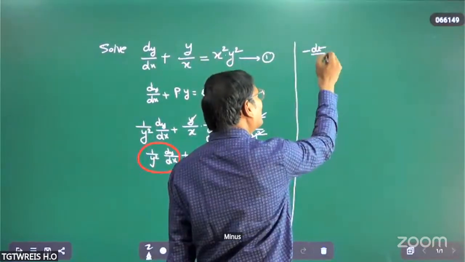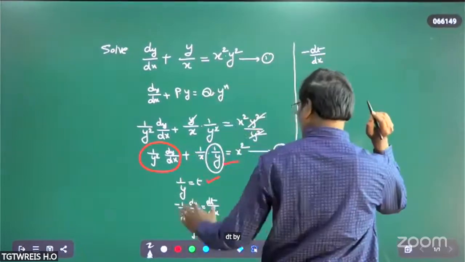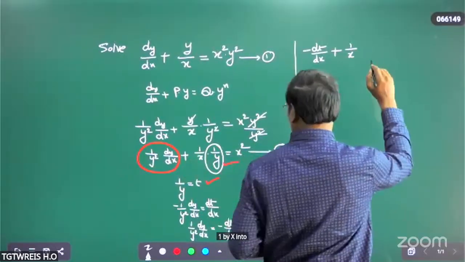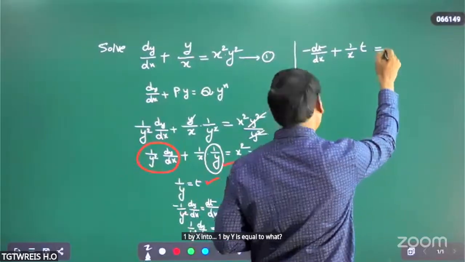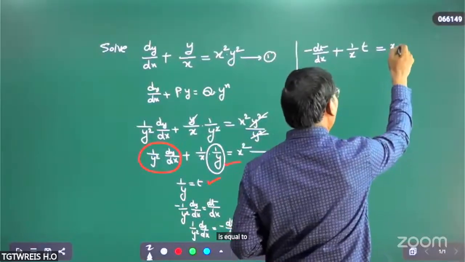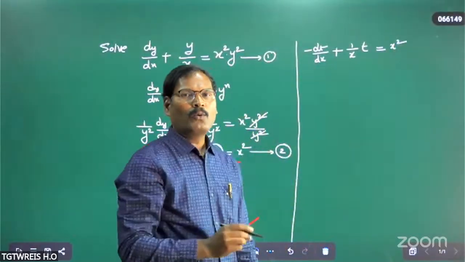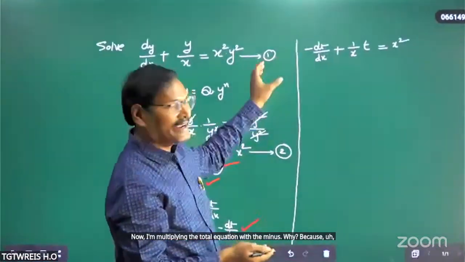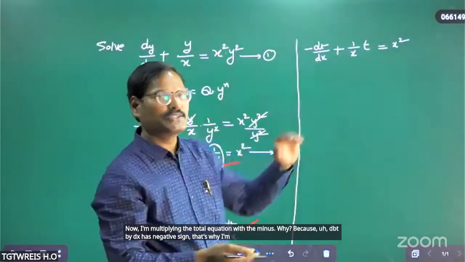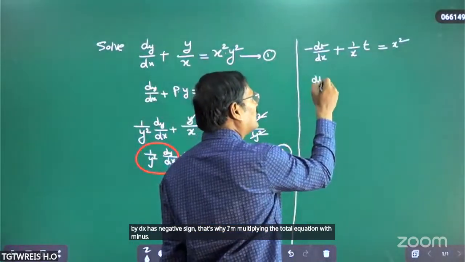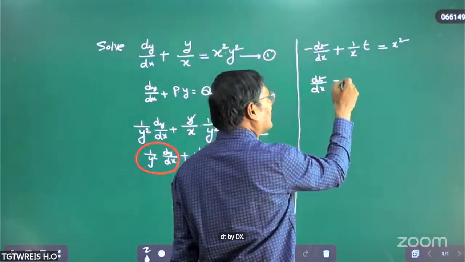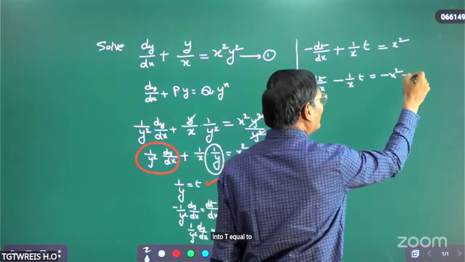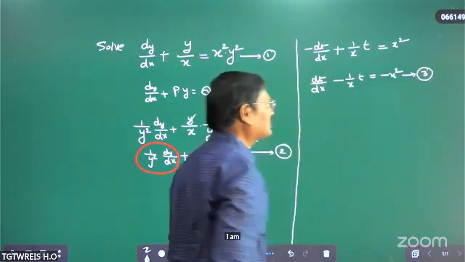Minus dt by dx plus 1 by x into 1 by y, that is t, is equal to x square. Now I am multiplying the total equation with minus, because dt by dx has a negative sign. So dt by dx minus 1 by x into t is equal to minus x square. I am considering this as equation 3.